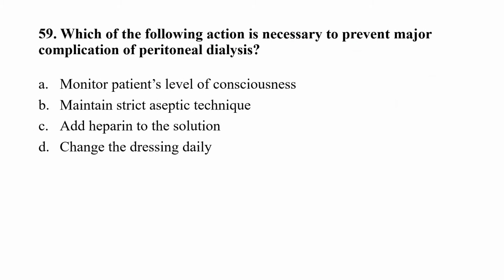Question number 59. Which of the following actions is necessary to prevent major complication of peritoneal dialysis? Option A, monitor patient's level of consciousness. Option B, maintain strict aseptic technique. Option C, add heparin to the solution. Option D, change the dressing daily. The correct option here is option B, that is maintain strict aseptic technique. Strict aseptic technique should be maintained to prevent complications like peritonitis, which is a severe or major complication of peritoneal dialysis.